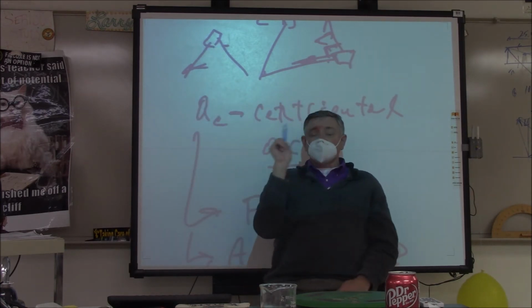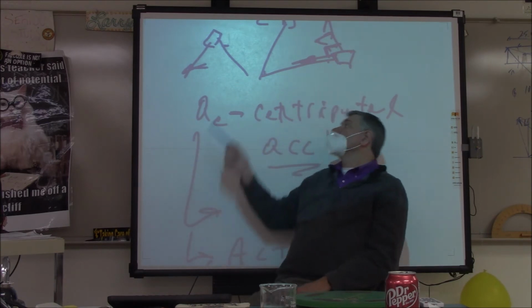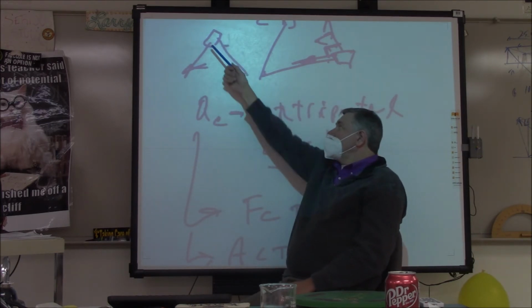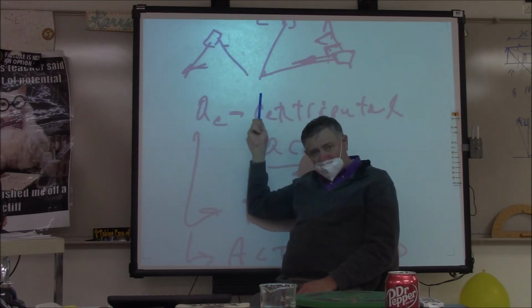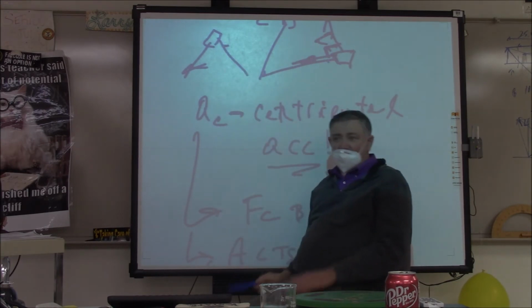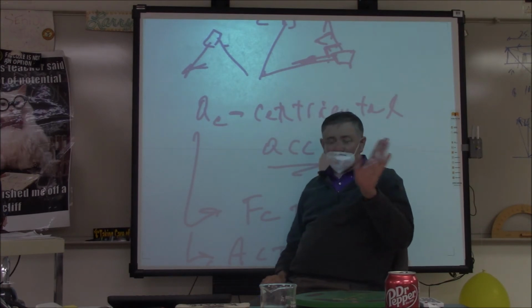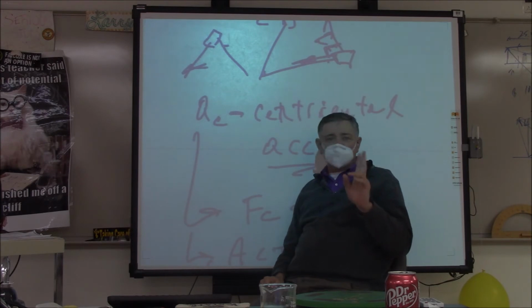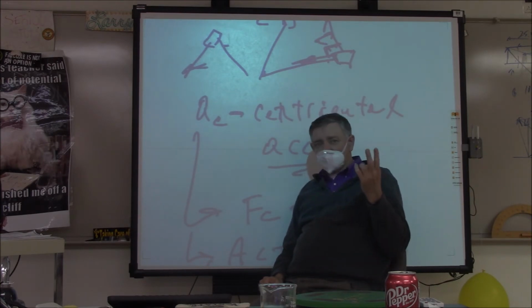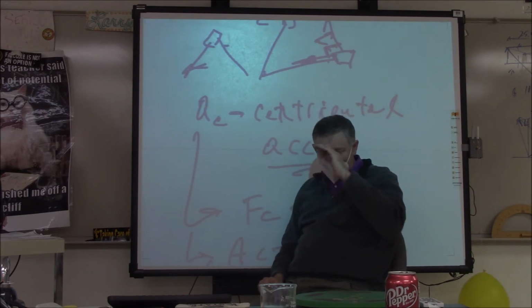So as that thing is going around in a circle, the centripetal force is acting inward. That's causing a centripetal acceleration that's acting inward. I promise you, I'm going to ask you this question: what's the direction of your centripetal acceleration? There's two parts to your answer. It's going to be inward, and at right angles to the velocity vector. That's it. That's what you got.